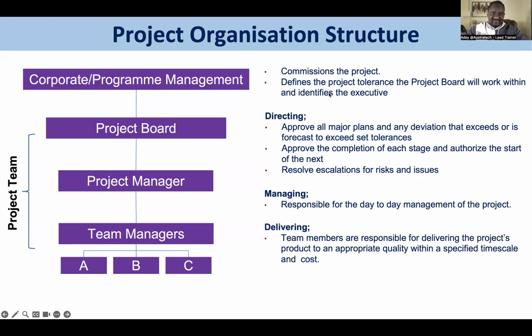So at the top here is the business. We've already established that the business will always champion the cause of projects. They will define the fact that you must start projects and embark on that journey. They will commission the project.